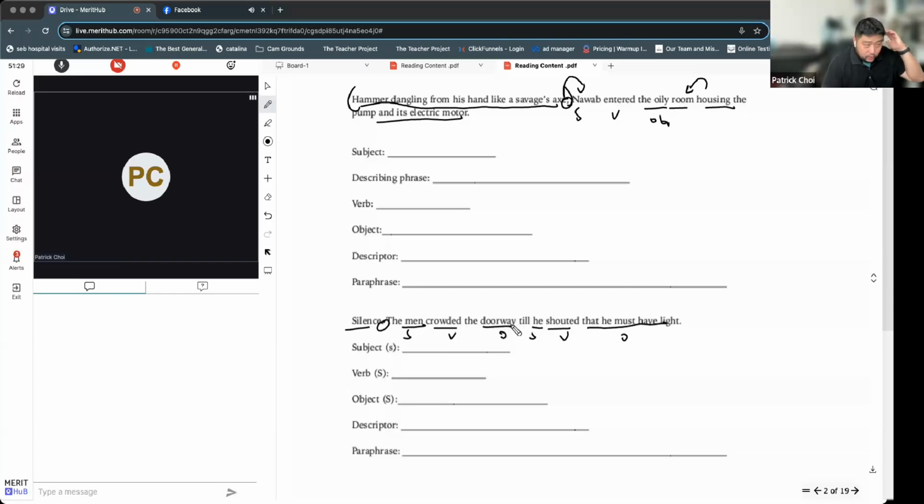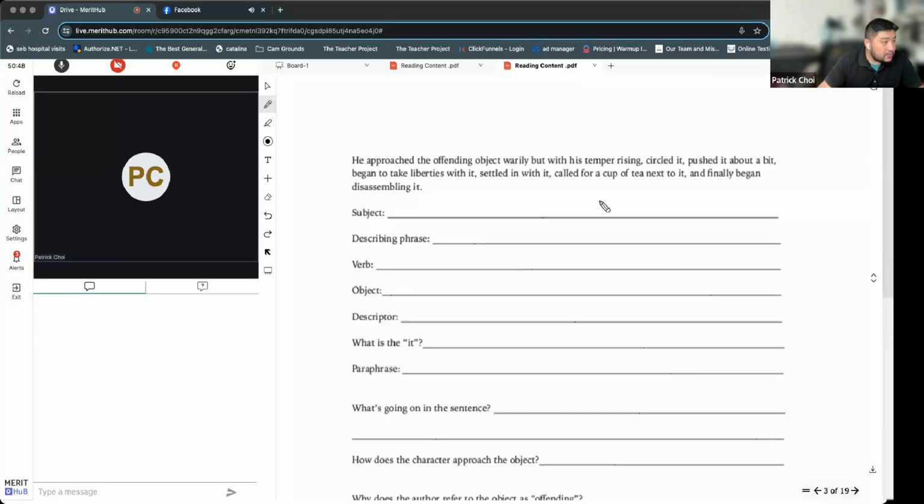Here we have two subject, verb, object sets. The men is different from the pronoun he. As I'm reading this, I ask who or what the he is referring to. Well, he must be referring to Nawab because Nawab came in the previous sentence. Plus, men is plural, so the pronoun he cannot refer to the men. They would have to say they. So now I know that Nawab shouted that he has to have light, and that the men crowded the doorway. This is a big event, because he walks in there with his hammer dangling like a savage's axe, and the men are silenced, but there are a lot of them, and they crowded the doorway.